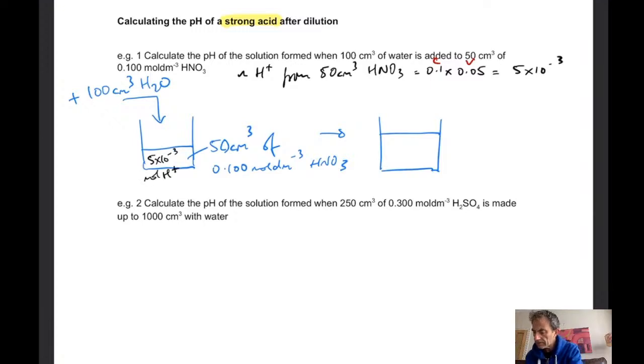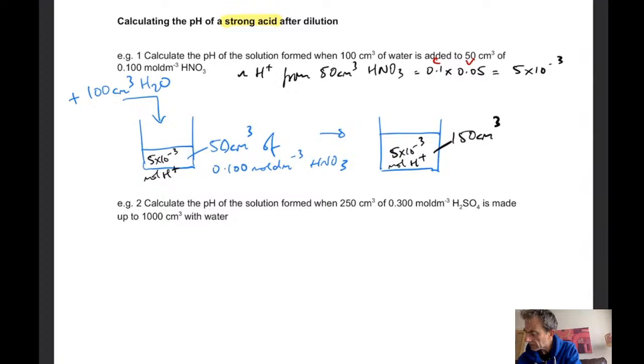Okay, and then the 100 cm cubed of water is added. There's still 5 times 10 to the minus 3 moles of H plus in there. Just adding water isn't going to change the moles of H plus, is it? So 5 times 10 to the minus 3 moles of H plus, but this is now 150 cm cubed. So the concentration of the H plus ion we need to calculate. Okay, so let's do that.